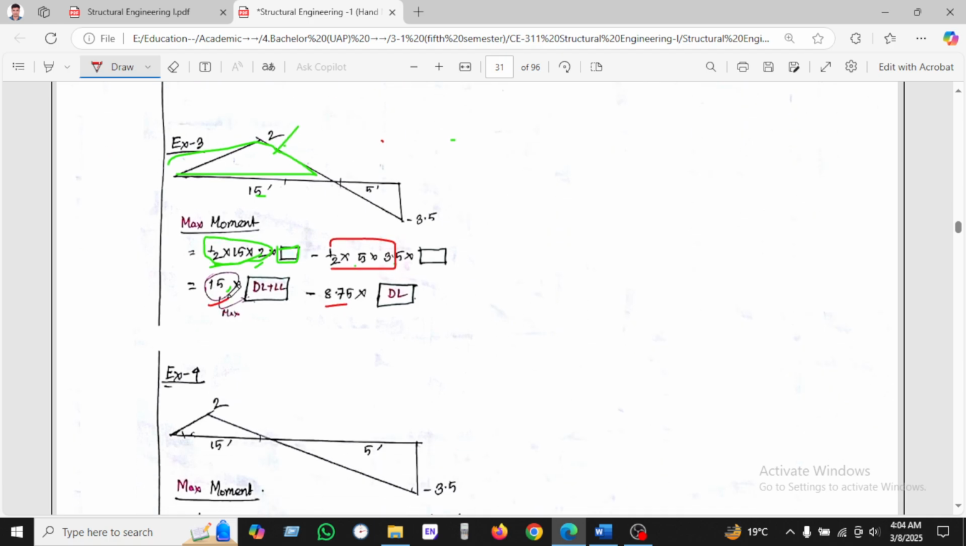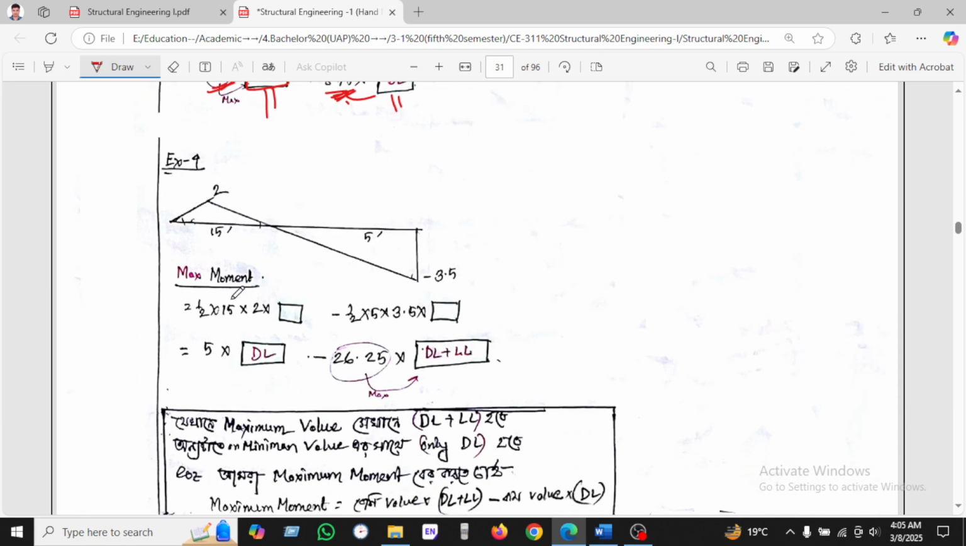So 15 is the max. That's why we are using dead load plus live load in this box. On the other hand, we have seen 8.75. It will use only dead load, because this is the lesser value. That's why we are using the smaller number. On the other hand, it is the bigger value. That's why it will use the bigger number.